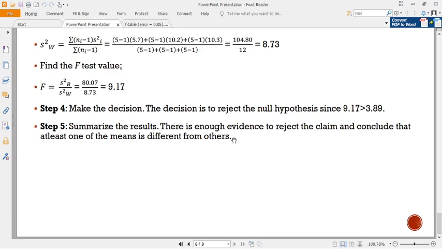But like I mentioned, this F test only tells us that there is a difference. But if you're interested in finding out which technique is more efficient than the other, then you employ other tests, such as the Tukey test, to find out which one is more efficient. So here we've only found out that at least one of the means is different from the others.